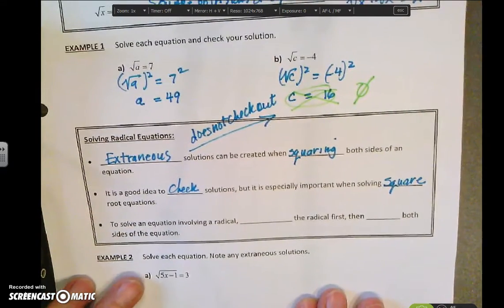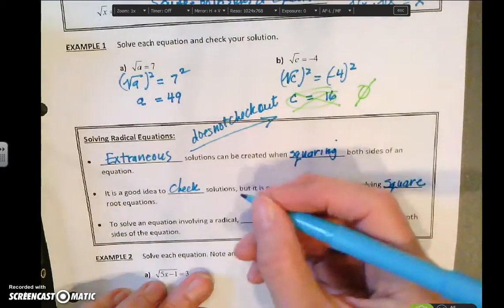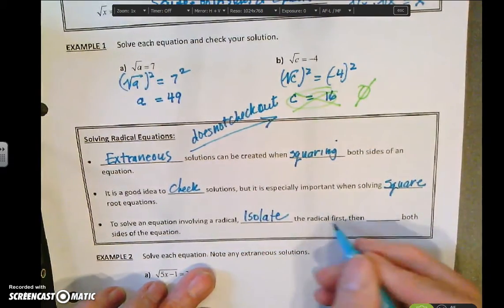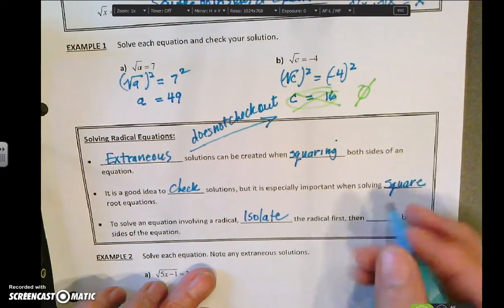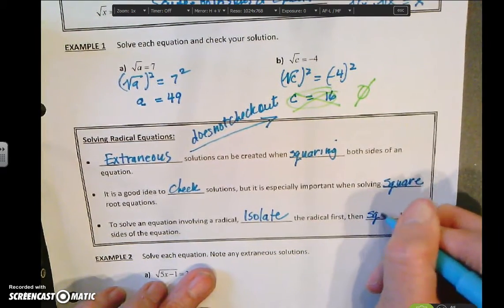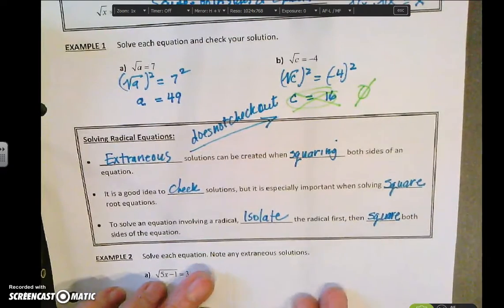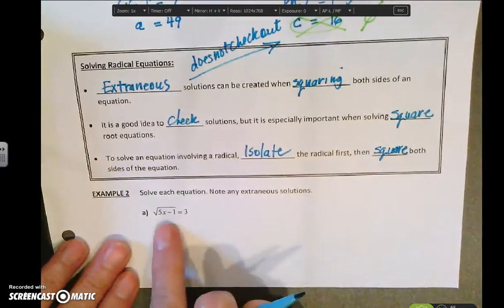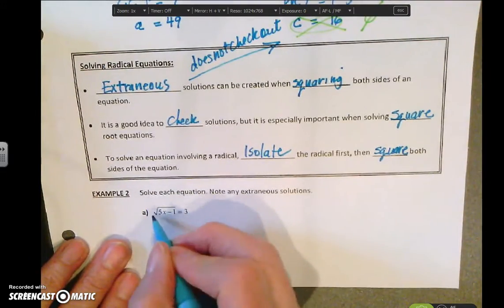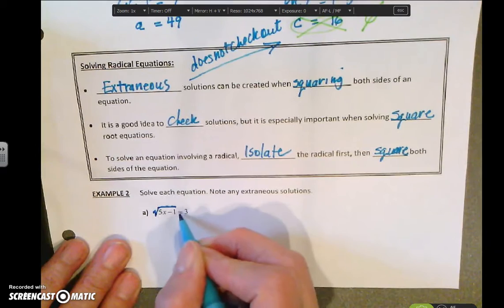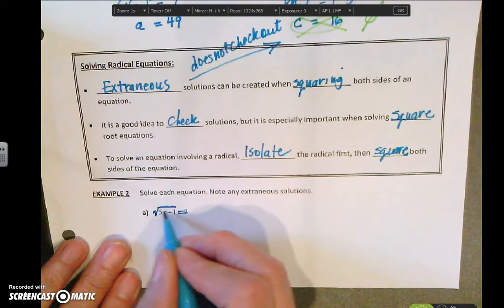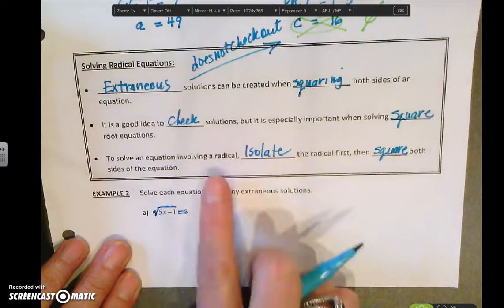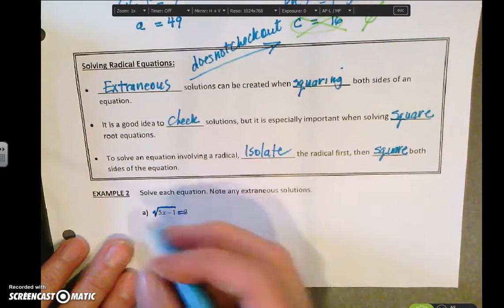To solve an equation involving a radical, we're going to have to isolate the radical first, so get it alone. Then we're going to square both sides of the equation. So for example here, example 2, here's my radical. You see here's my equals. So my radical is alone on one side, so it's already isolated. So once it's isolated, then I'm going to square both sides.